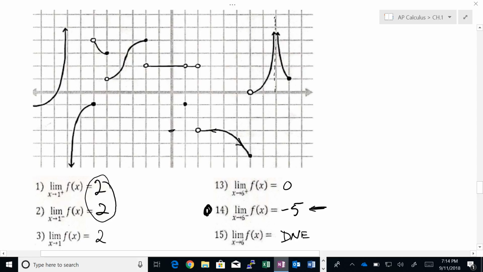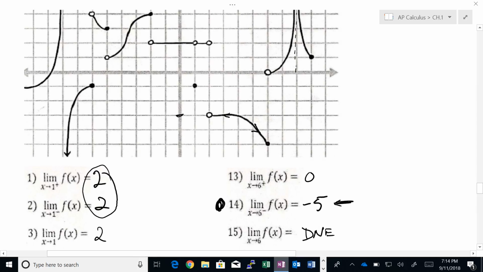Yes, okay. All right, so if you can't really see it, it's approaching 6 from the left. So this is 6 right here. So if I'm on the left, I'm approaching here.